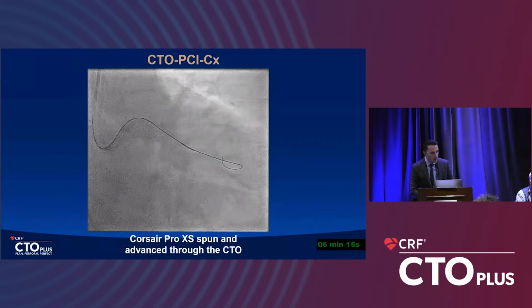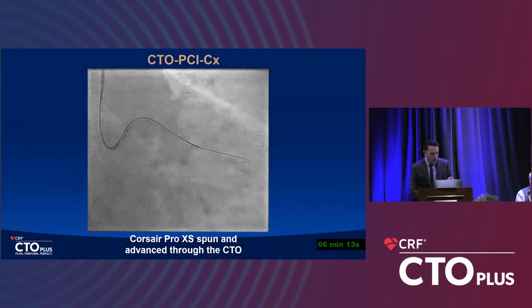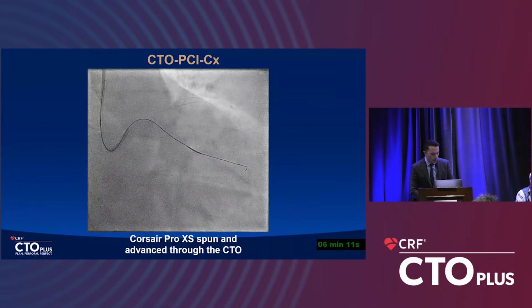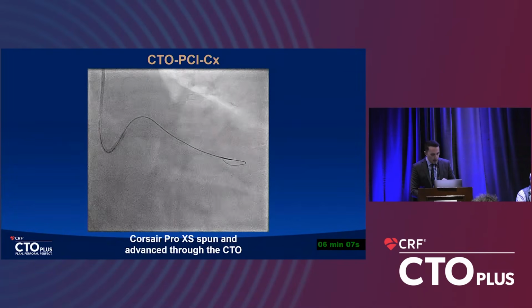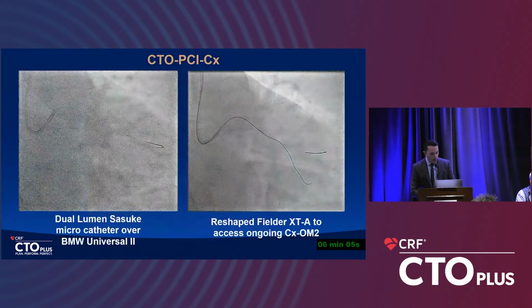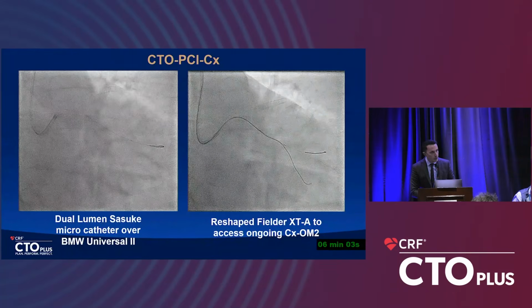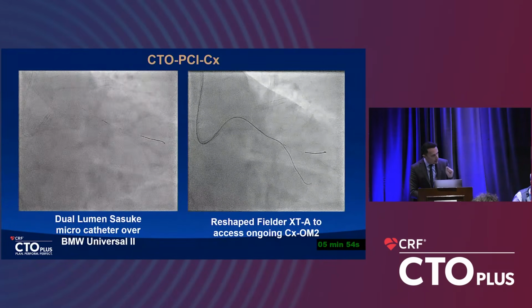I brought a Sasuke. Actually, I first changed my Fielder XTA for a workhorse wire. So I spun my Corsair Pro XS through the CTO. I removed the XTA, put my workhorse wire, and then I advanced a dual lumen Sasuke over my workhorse wire. I took the same XTA, I modified the tip just a bit. And by the way, I didn't say it in the beginning, but the initial tip I did on the XTA is a 1 millimeter bend, 30-degree angle.